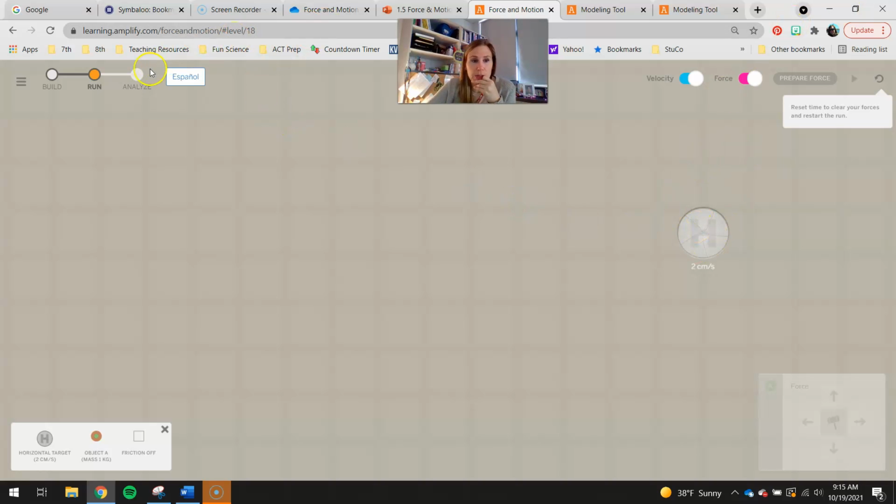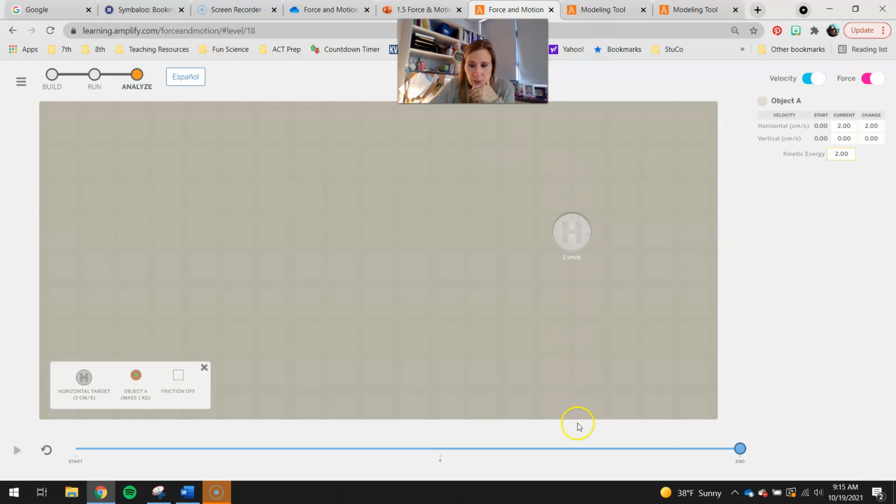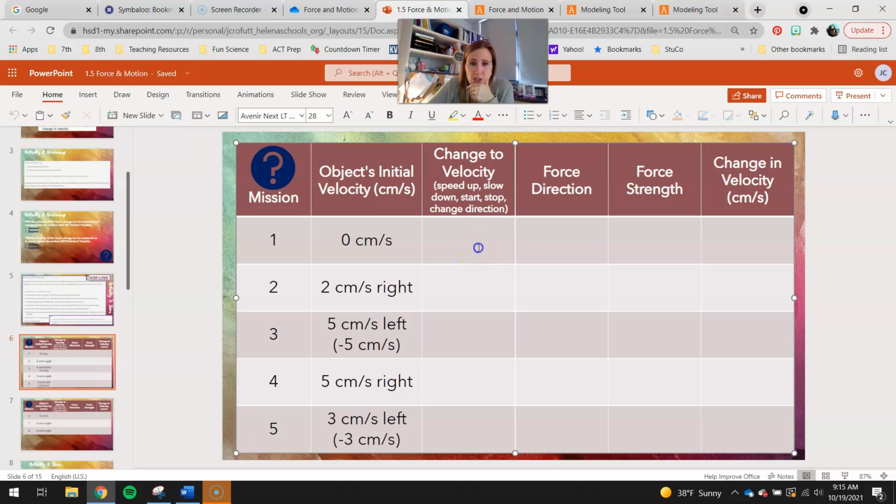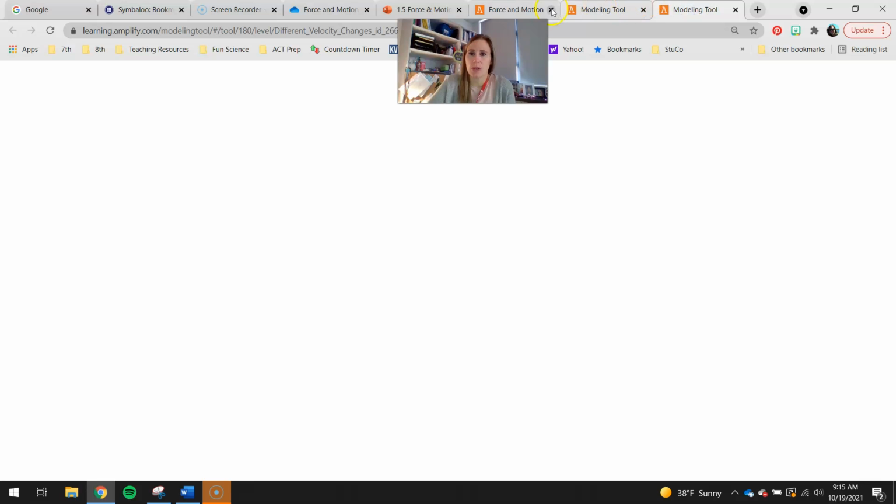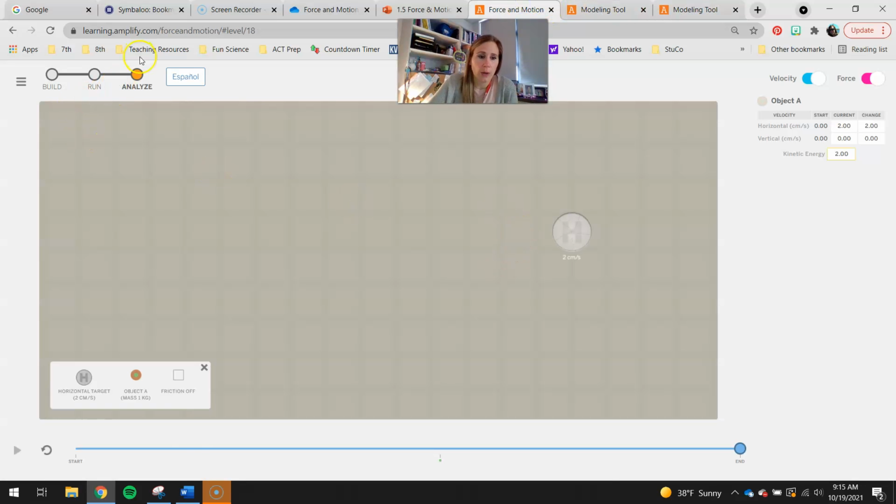Okay, so what you guys will do then is you'll hit analyze. First thing you guys will need to do is record some information. So the change in velocity, this object was stopped and we made it move. So here we're going to put start. Okay, we made our object start moving. Okay, the force direction was to the right. Our force strength, that's something that we need to go into our analyze to do.